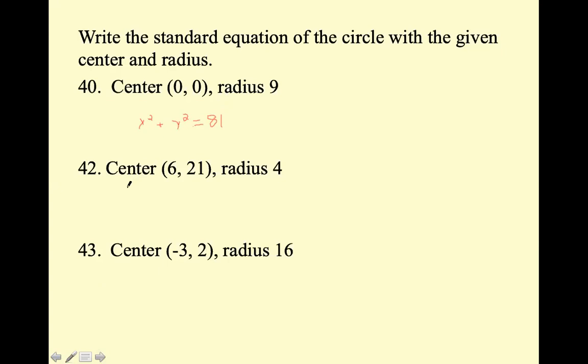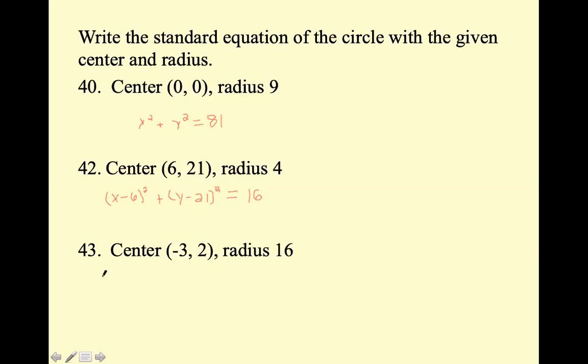All right, number 42, this time the center is at 6, 21. So I write x minus 6 squared plus y minus 21 squared equals 4 squared, which is 16. Hope you guys are doing these and getting them right. Again, if you're having trouble on these, be sure to email me with your questions and I can answer them.